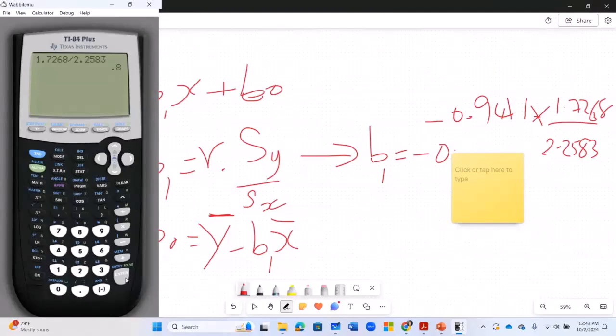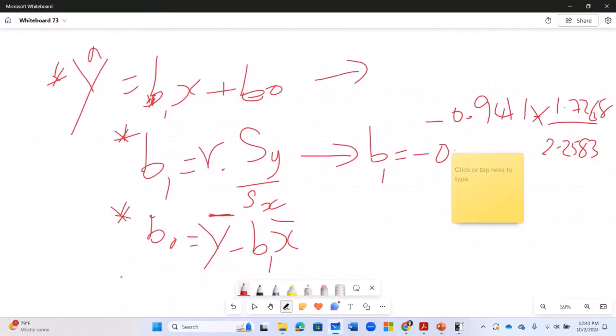Then I multiply this answer by r, which is given to me. r is negative 0.9411. So whatever answer I get is the slope of the predicted equation. The slope is negative, that is, B1 is equal to negative 0.7.